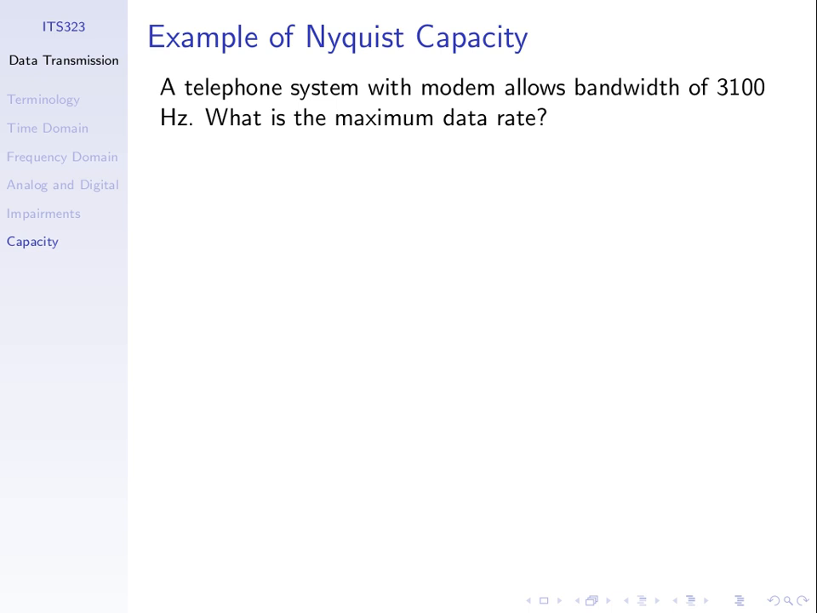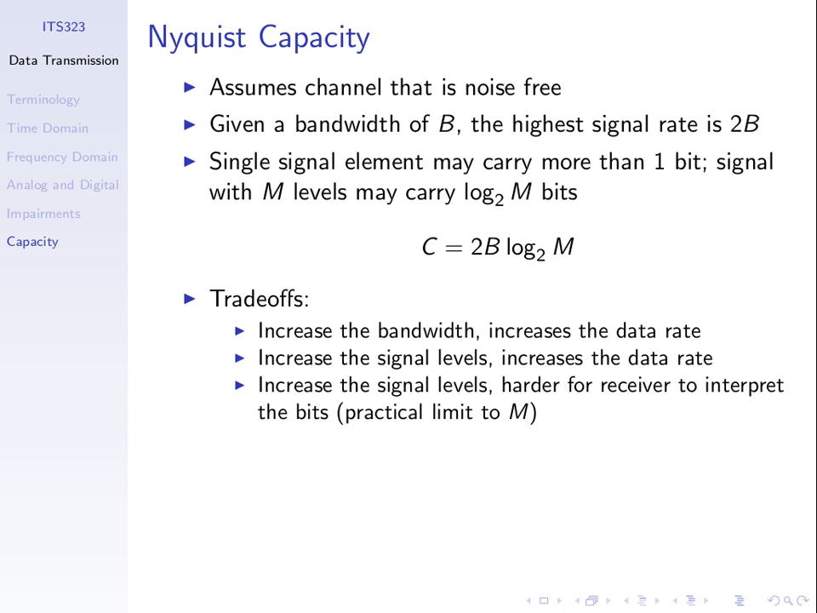Any questions? So we're just using the Nyquist equation here. Capacity or data rate equals 2 times the bandwidth times log base 2 of the number of levels, M. If you know the bandwidth and number of levels, you can find the capacity, or the other way around.